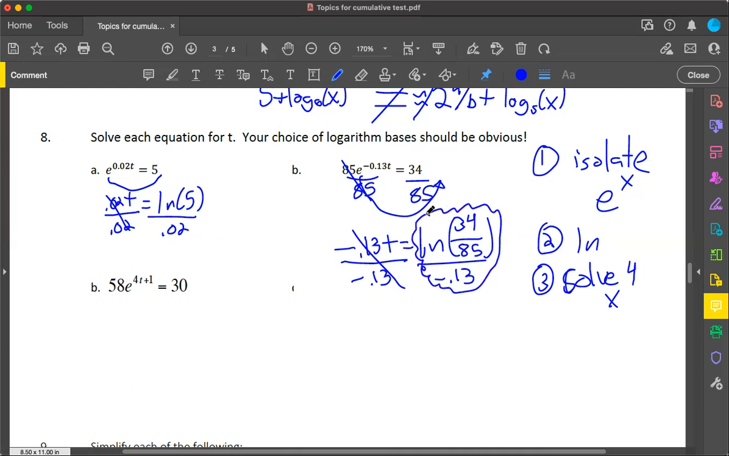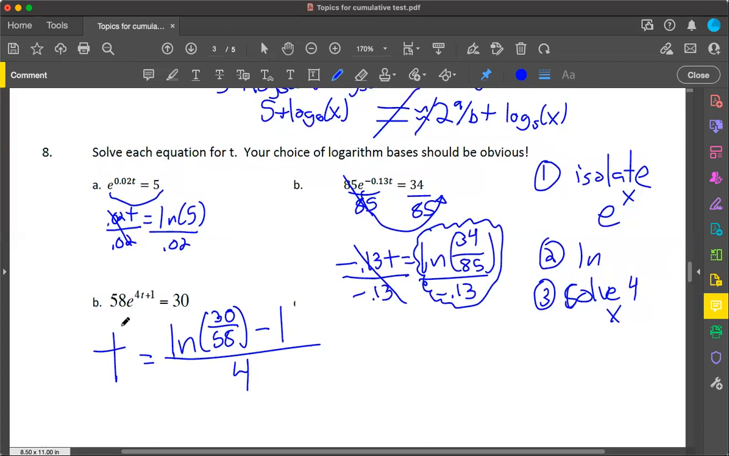I'll let your calculator again do the work. Same song and dance here. I'm not even going to show the steps because I can just think it out in my mind. ln of 30 over 58 minus 1 divided by 4. That equals t. Okay, simple, right?